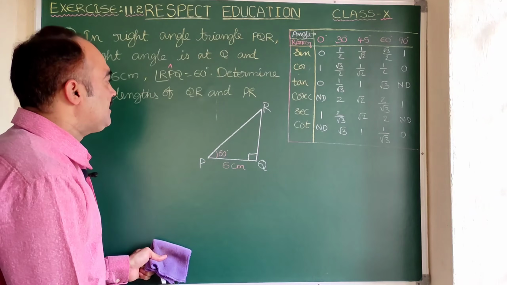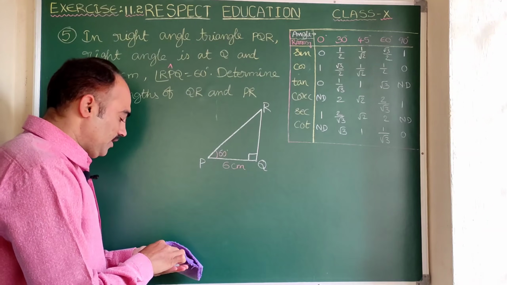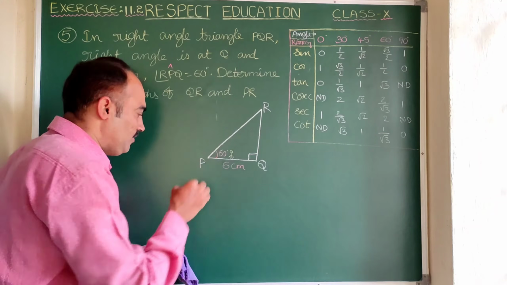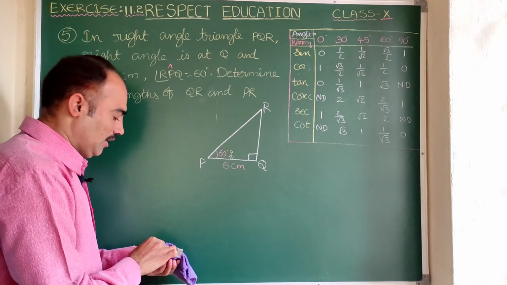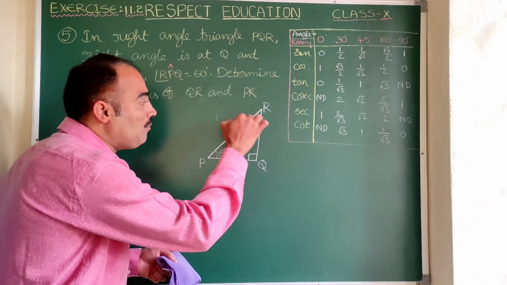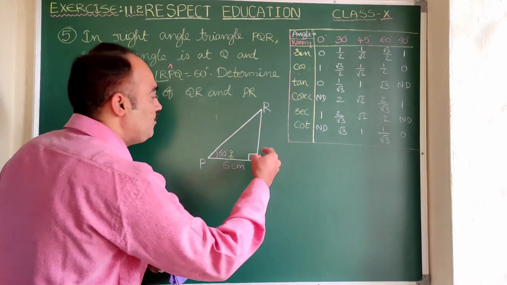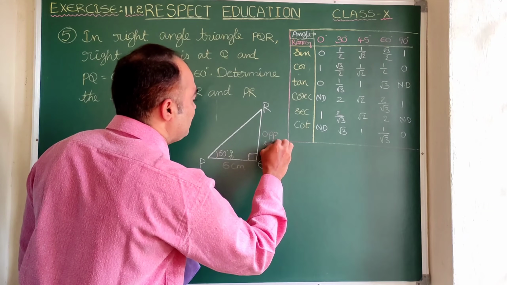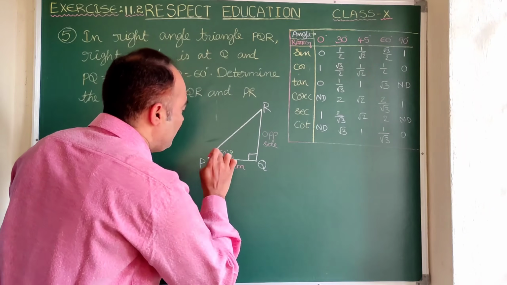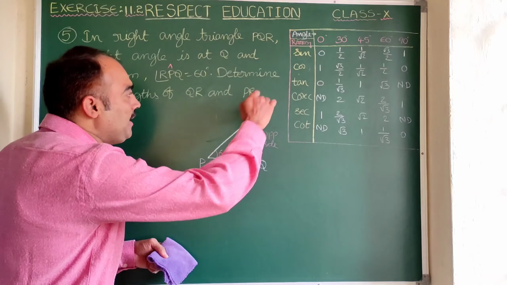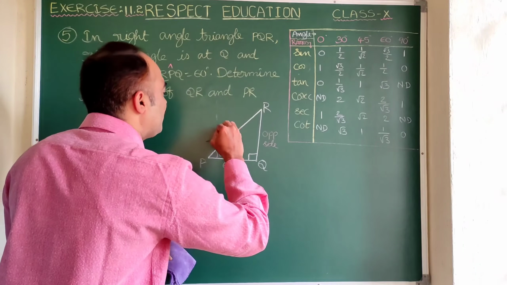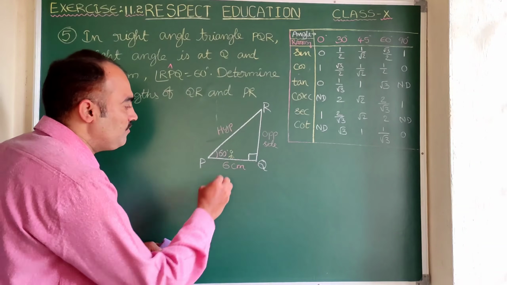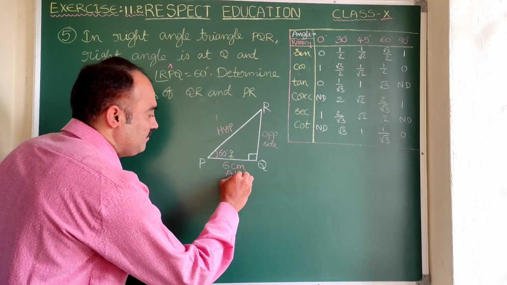Here you just imagine that you are standing at 60 degrees. Now for you, what is the opposite side? QR. QR is the opposite side. So let us write here opposite side. And here for 60 degrees, what is PR? Hypotenuse. It is hypotenuse. I am writing HYP in short. What is PQ? Adjacent side.